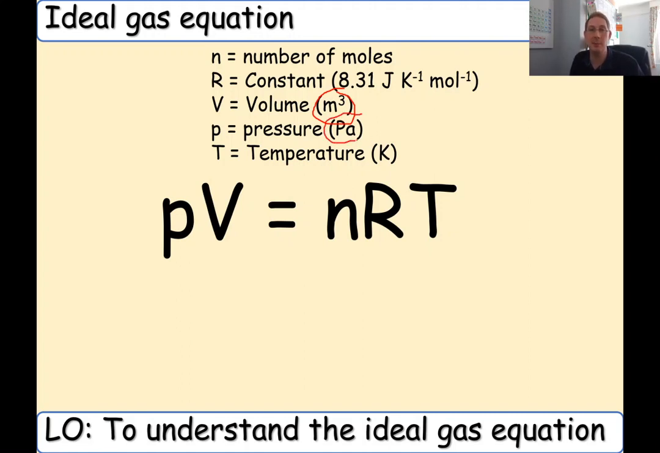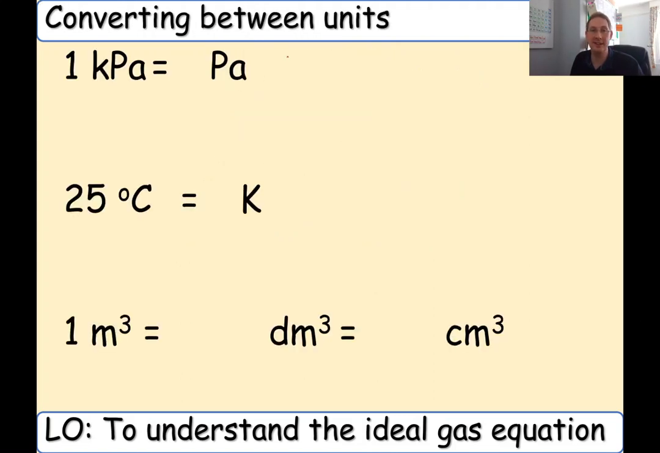The pressure must be in pascals. This is less common, but several people forgot to convert kilopascals to pascals. And of course the temperature must be in Kelvin. Several people forgot to make that conversion. So just to remind you, 1 kilopascal is 1,000 pascals. Atmospheric pressure is 100 kilopascals, so that's 100,000.